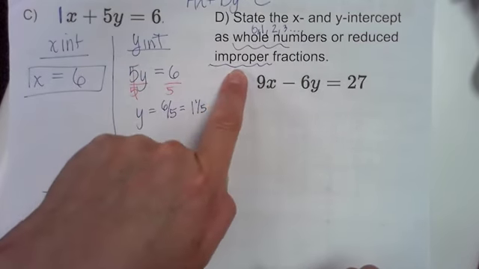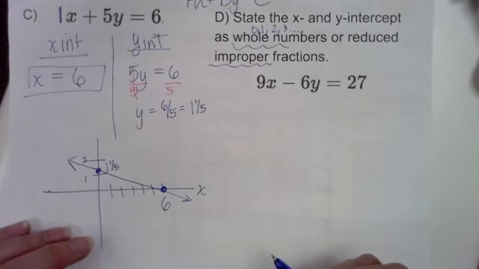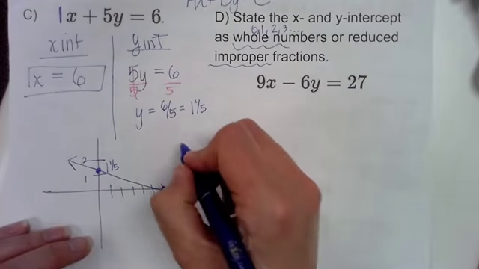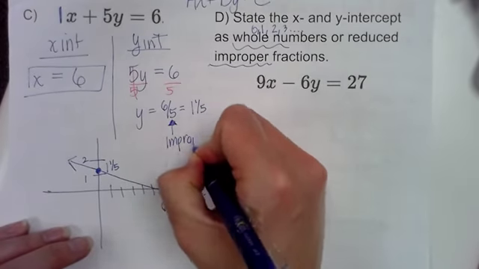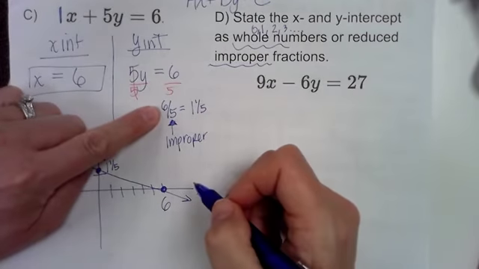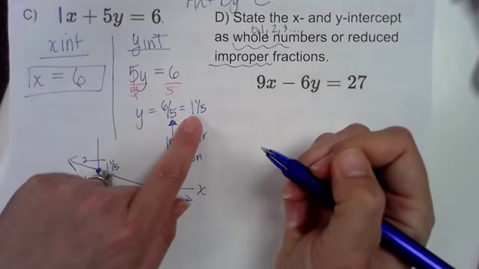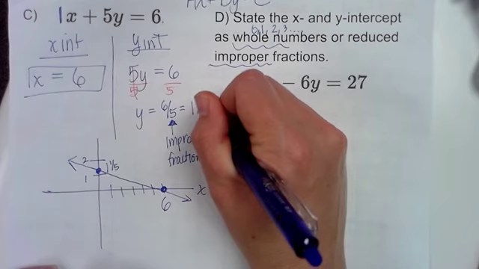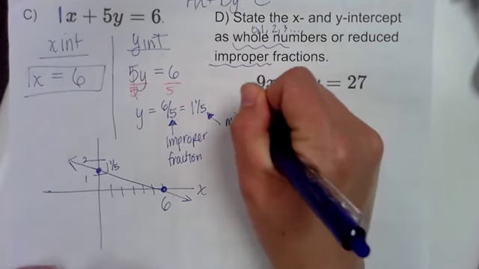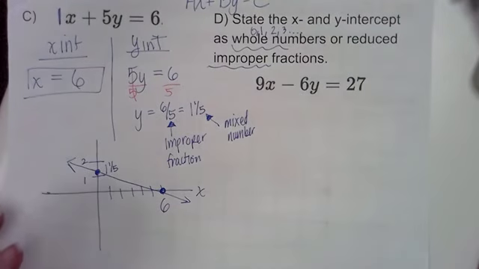Reduced improper fractions. What are improper fractions? Isn't it where they have a larger numerator? Yes. That's right. This is an improper fraction, 6 over 5. This would be a mixed number, okay? We much prefer improper fractions in this level of math, okay? But it's good to remember all of those words.